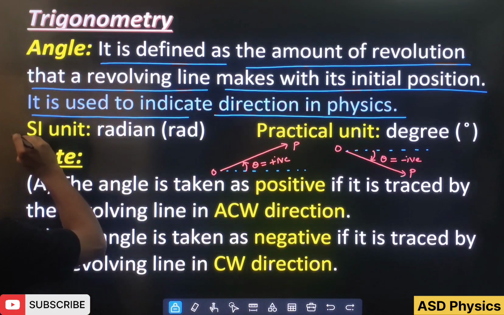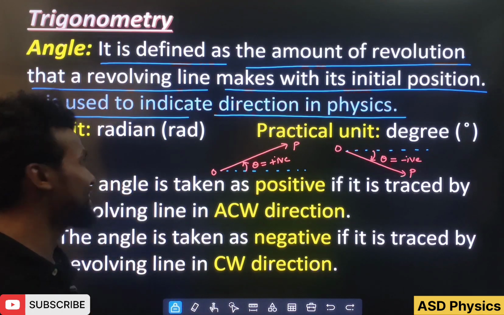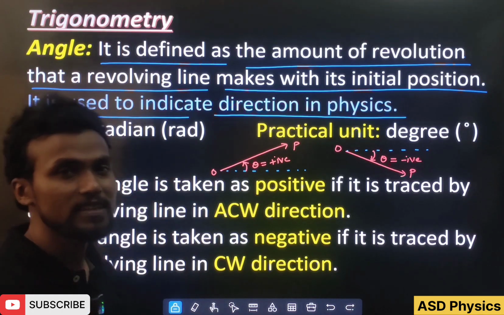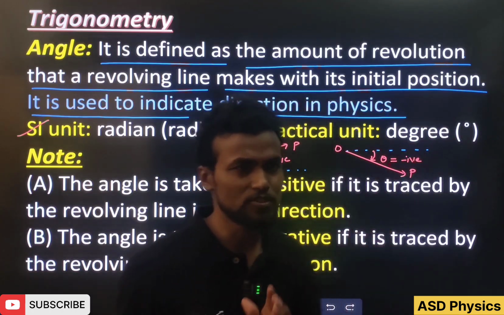After that, you know very well, the SI unit of the angle is radian. In short form, we write RAD. Similarly, the practical unit is degree, and we write it like this. All these basics you know very well.